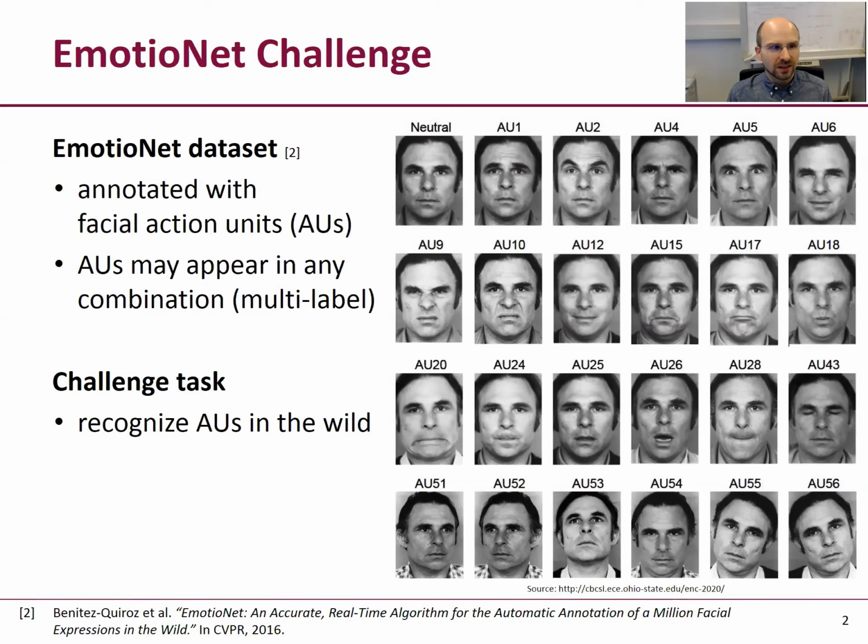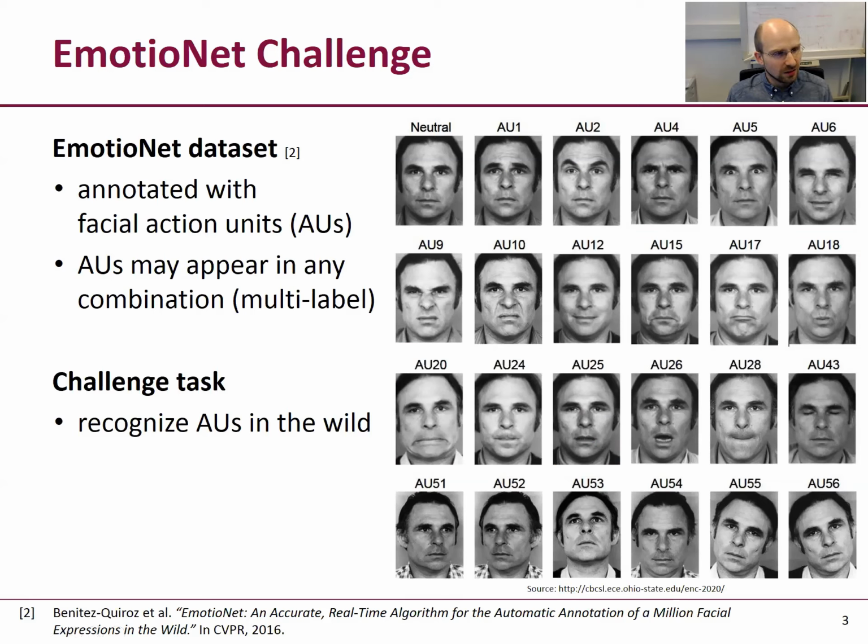The EmotioNet dataset is annotated with facial action units, which are kind of building blocks for describing facial behavior. Action units may appear in any combination, so this is a multi-label problem. Action units, for example, are raising of the eyebrows, which are action unit 1 or 2, and parting of the lips, for example, is action unit 25.